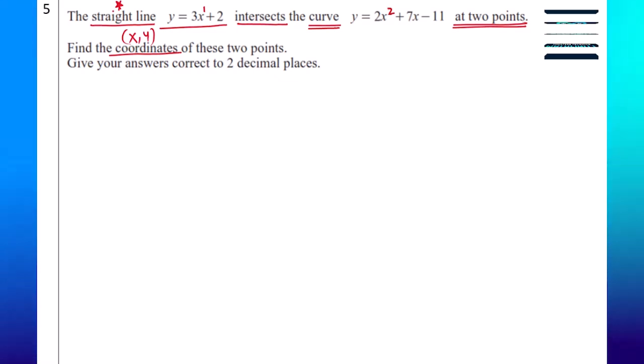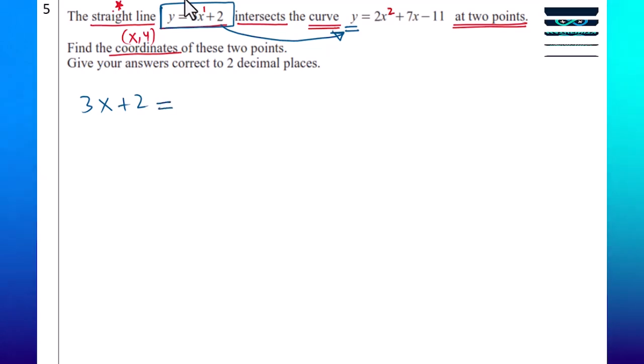From the linear, we have to separate one of the variables. Already y is separated. This value we will substitute here. Okay, this value we will substitute here. We will write 3x plus 2 equal to 2x square plus 7x minus 11.